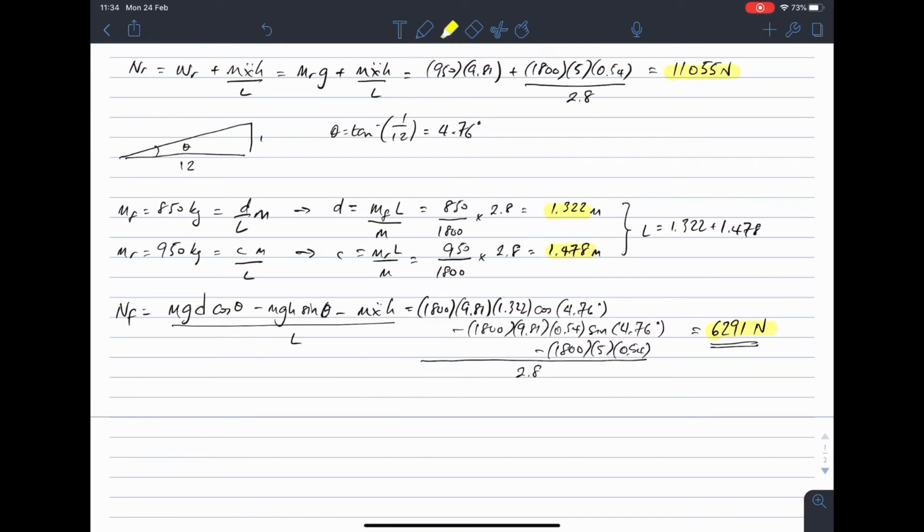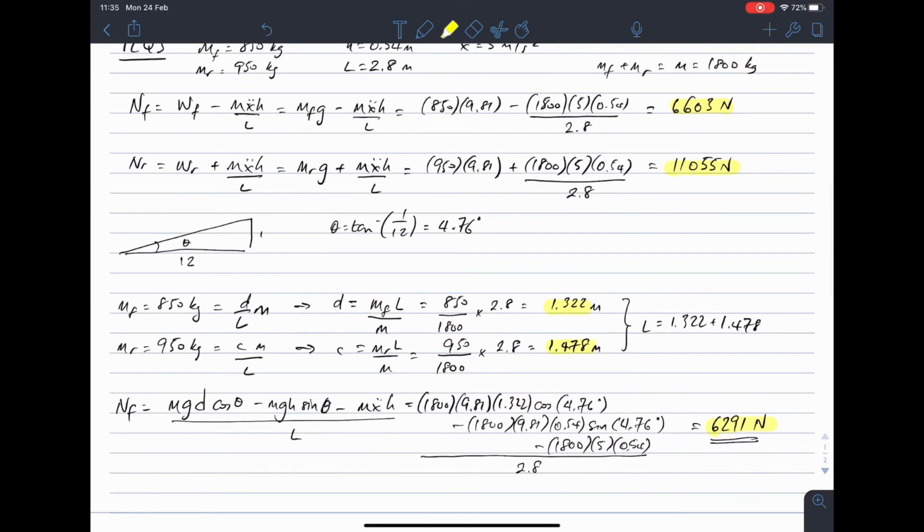Once you apply this equation for the case when there is an incline, so this is also when this is 0, it's this equation we've got to use. You get 6291 as your load. So it's gone down from 6603, but the incline is now 6291 with the same acceleration.